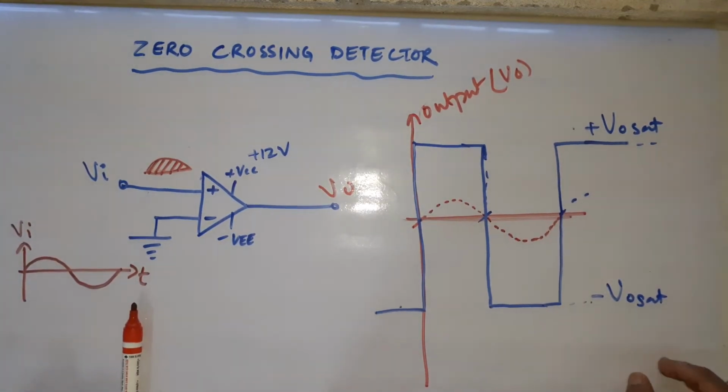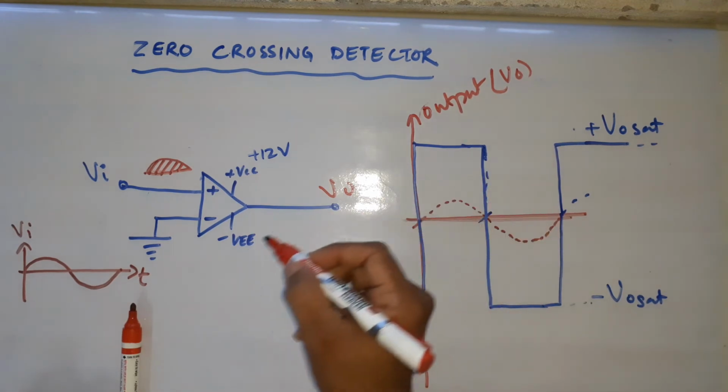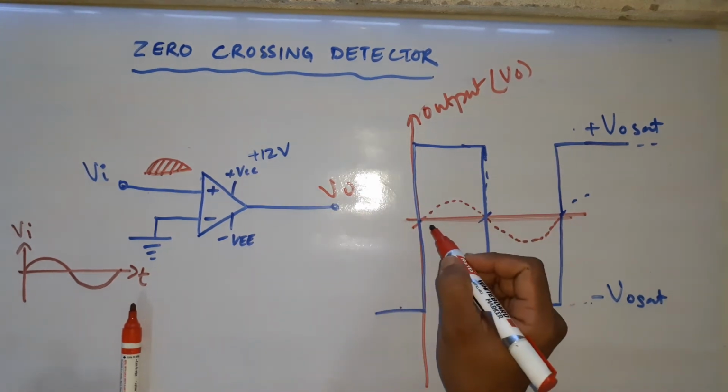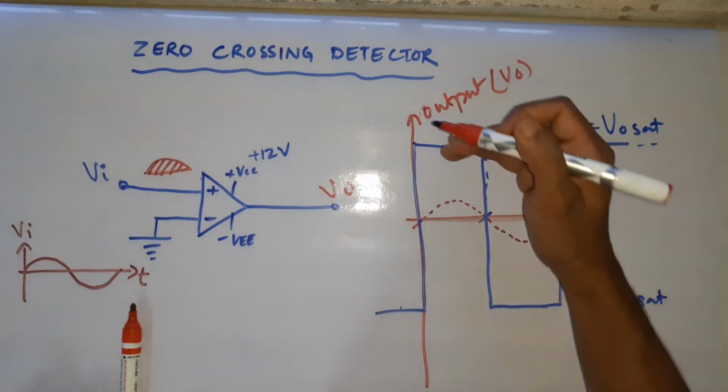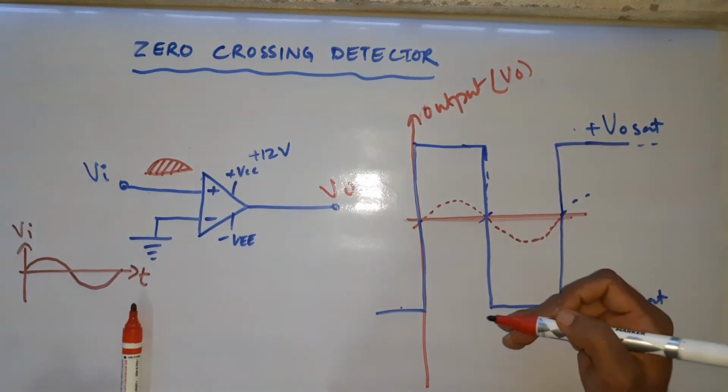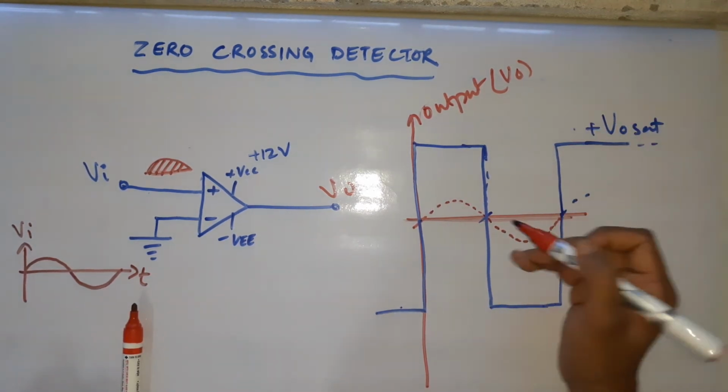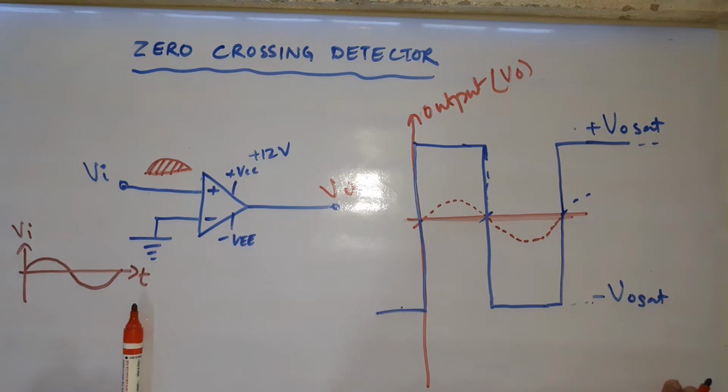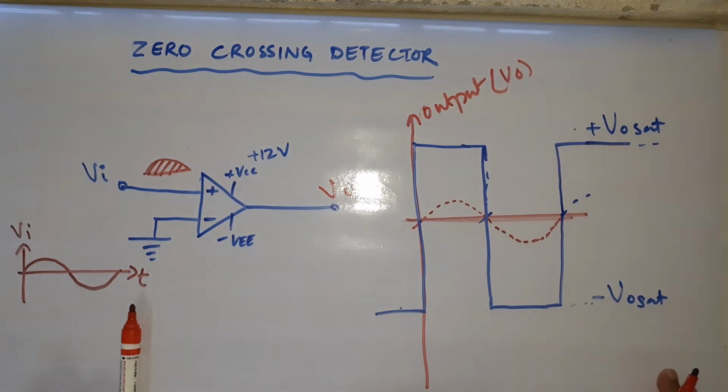So let me repeat here. The output produced by this circuit keeps on changing from plus V naught sat to minus V naught sat, minus V naught sat to plus V naught sat, whenever your input crosses 0.